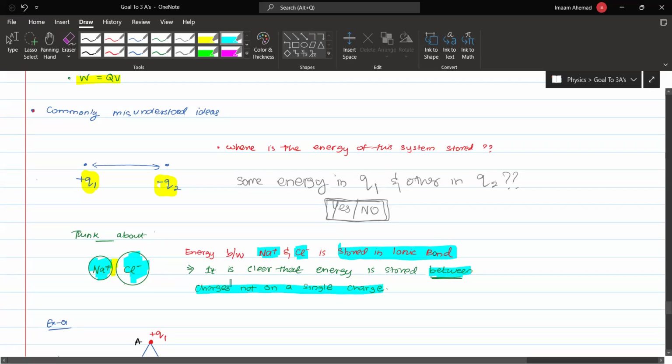Do you get what I'm saying? It is clear that energy is stored between charges, not on a single charge. So the answer should be no. Is everything clear? Or should I repeat?